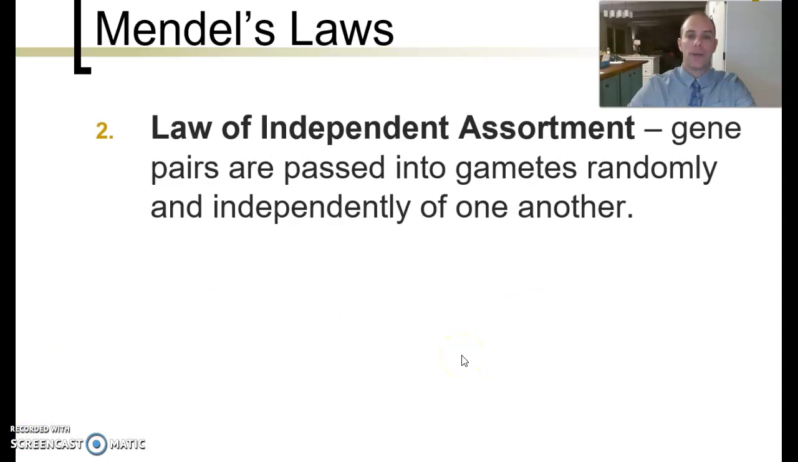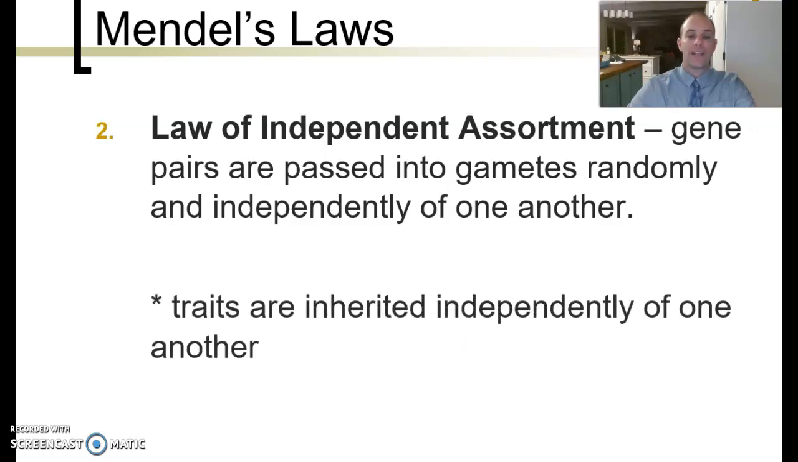Law 2, the law of independent assortment. Gene pairs are passed into gametes randomly and independently of one another. Traits are inherited independently of one another, which means they don't always travel together.